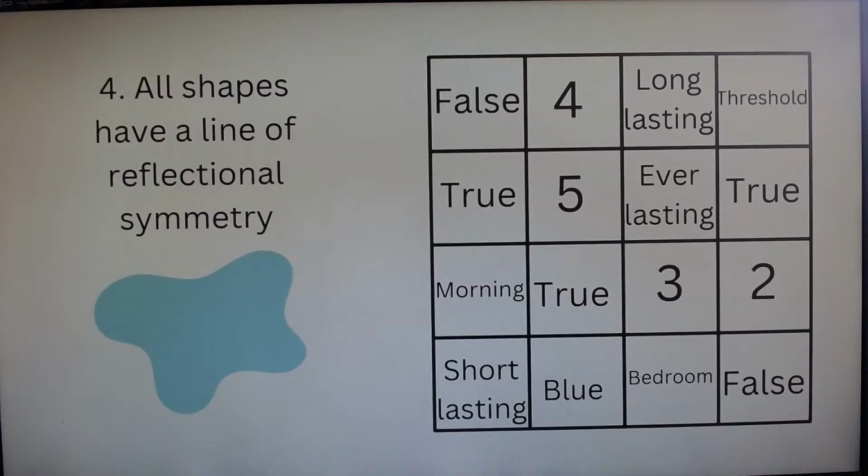Question 4. All shapes, including this shape, have a line of reflectional symmetry. All shapes have a line of reflectional symmetry.